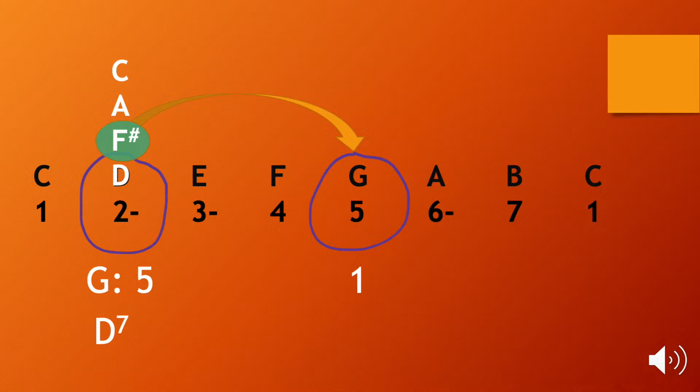To do that, we raise the F to an F sharp. F sharp does not exist in the key of C. We are borrowing it from the key of G. It appears as an accidental in our song or in our chord progression. We're borrowing it because we're temporarily pretending, or functioning, as though we are in the key of G.